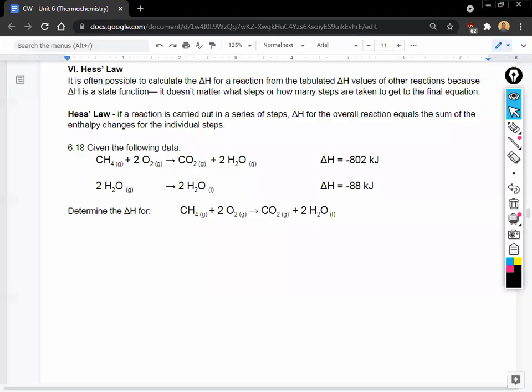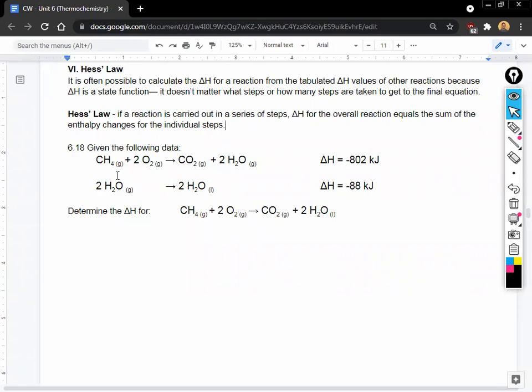Okay, so we ended last class session talking about thermochemical stoichiometry, where we calculated the delta H, right? Now today we're going to be talking about something called Hess's Law. Hess's Law basically tells us that if a reaction is carried out in multiple steps, the delta H equals the sum of the enthalpy changes. Okay, now that's a lot of words and it's kind of confusing, but we'll do 6.18 together and it'll help us understand what Hess's law is.